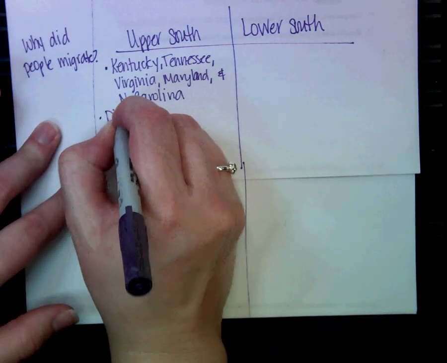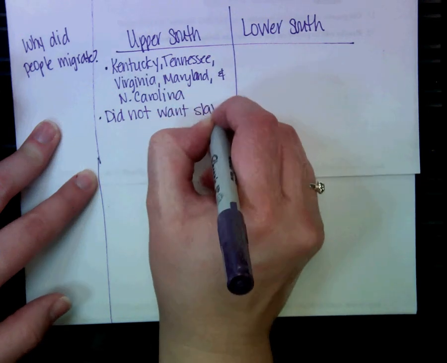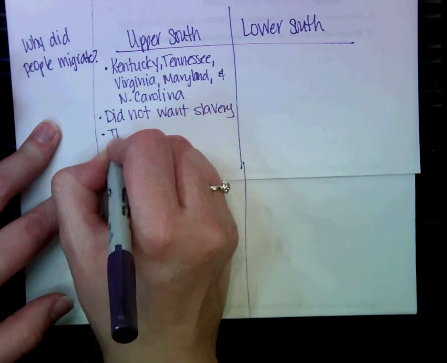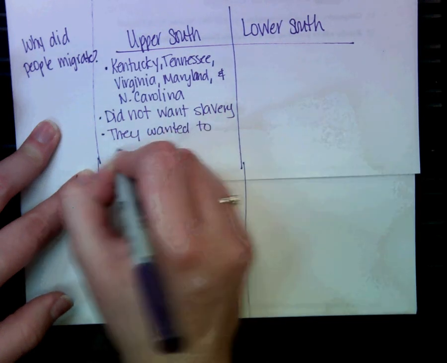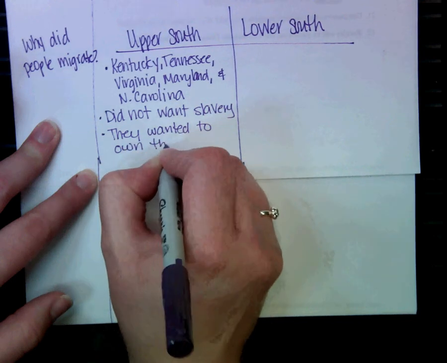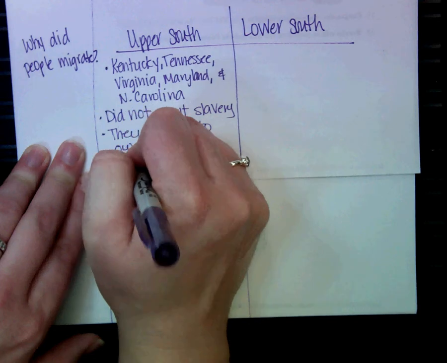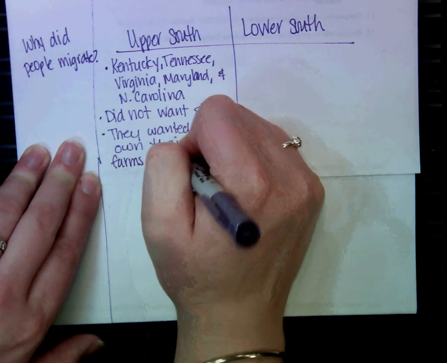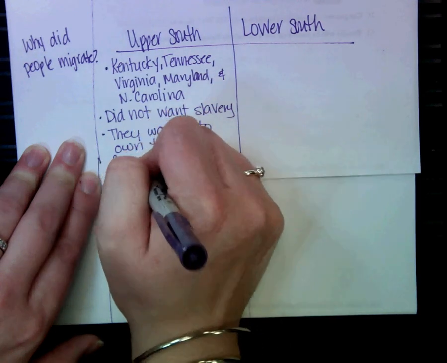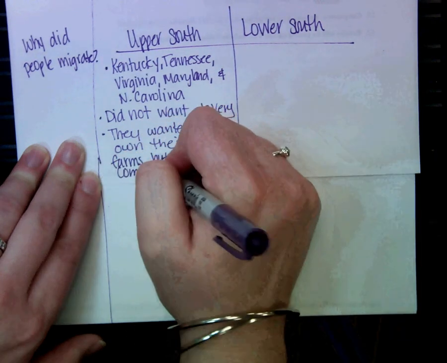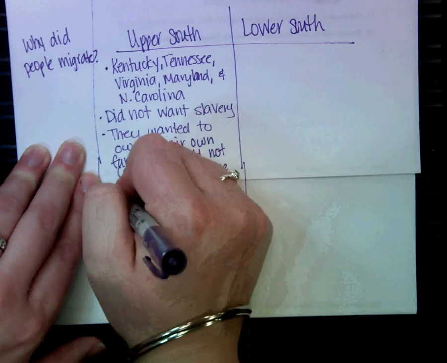They did not want slavery. They wanted to own their own farms, but could not compete against the plantations.